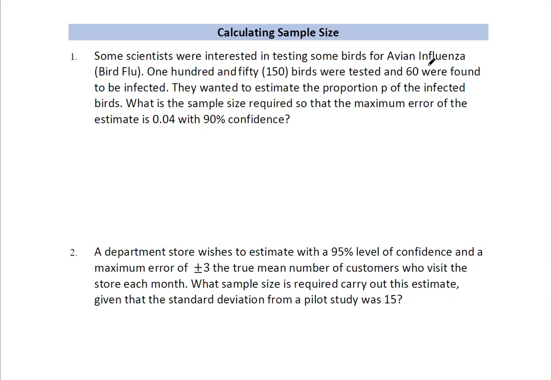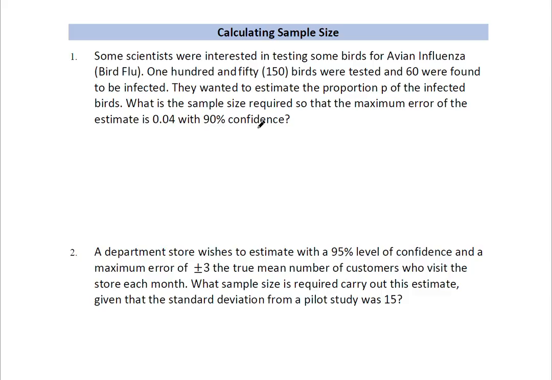Here we are told in number 1 that some scientists were interested in testing some birds for avian influenza, bird flu. 150 birds were tested and 60 were found to be infected. They wanted to estimate the proportion P of the infected birds. What is the sample size required so that the maximum error of the estimate, in other words called the margin of error, is 0.04 or 4% with a 90% confidence?